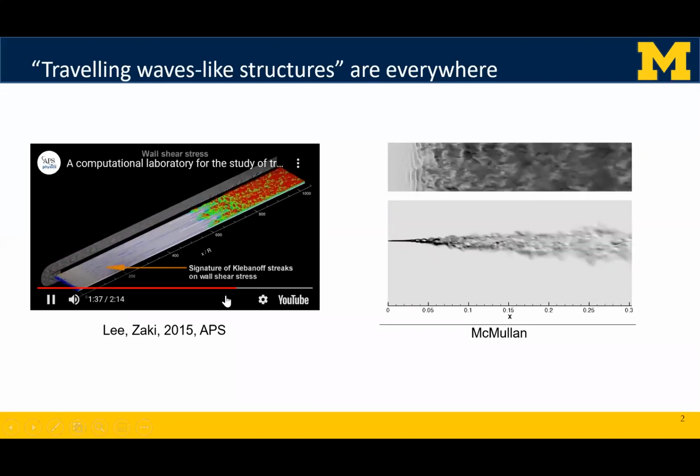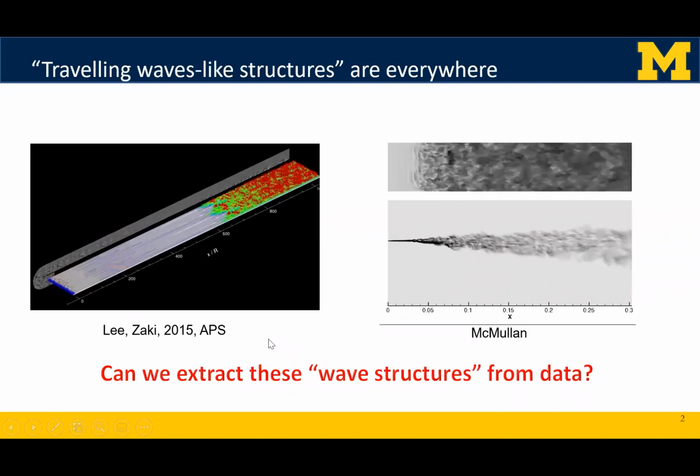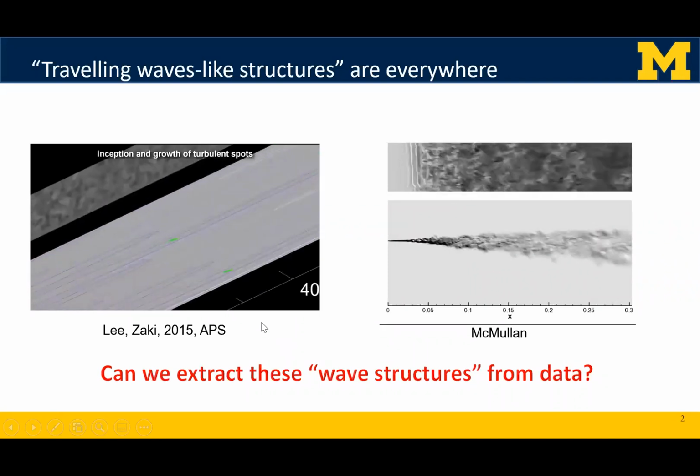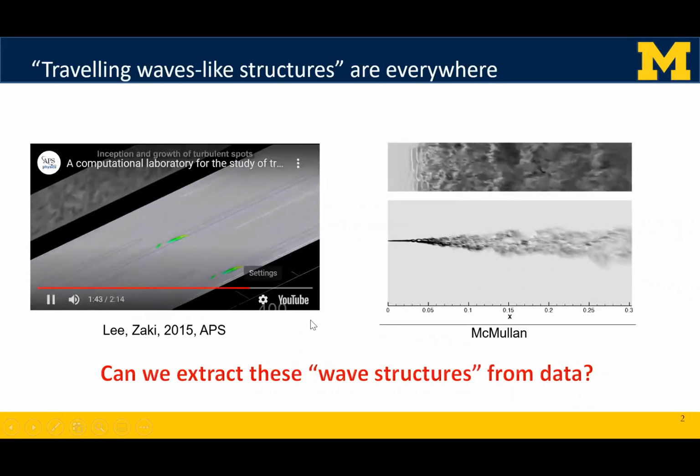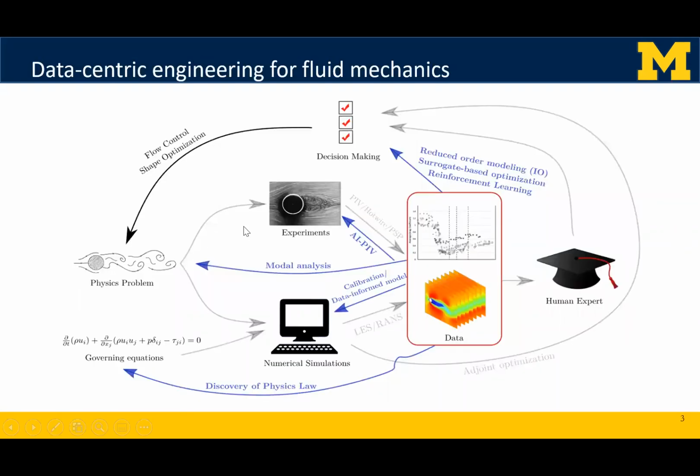But first, can we extract these wave structures from data, then properly analyze them? To answer this question, let's first take a look at the overview of data-centric engineering for fluid mechanics. The traditional approach takes either simulations or experiments to obtain observables, measurements on the full field data, then these data are further interpreted by human experts.